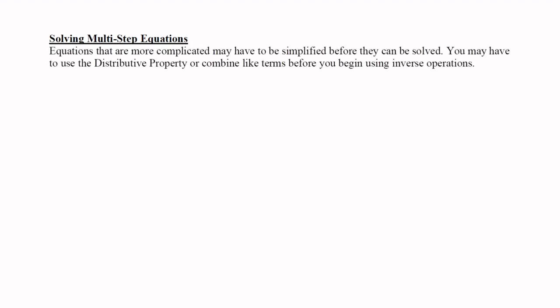To solve multi-step equations, we just take what we've already done and we continue to work it up a notch. Equations that are more complicated may have to be simplified before they can be solved, meaning you may have to use the distributive property or combine like terms before you begin using inverse operations.